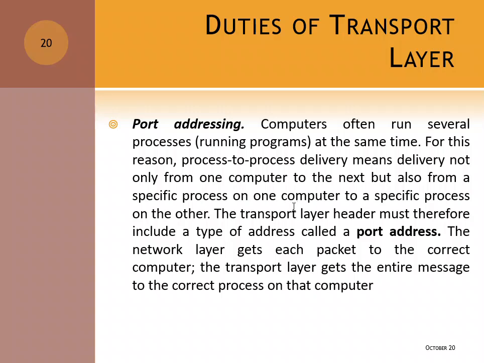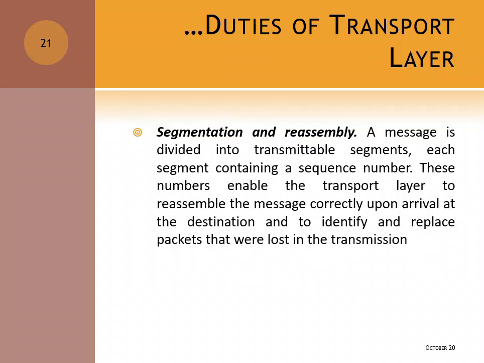Okay, jadi bukan sahaja kita perlu pastikan data tu sampai daripada source device ke destination device dengan selamat, tapi kita kena pastikan juga dia masuk ke proses yang tengah running, proses yang betul. Okay. Another duty of transport layer is segmentation and reassembly. Okay, a message is divided into transmittable segment. Each segment contains a sequence number. These numbers enable the transport layer to reassemble the message correctly upon arrival at the destination and to identify and replace packet that were lost in the transmission.